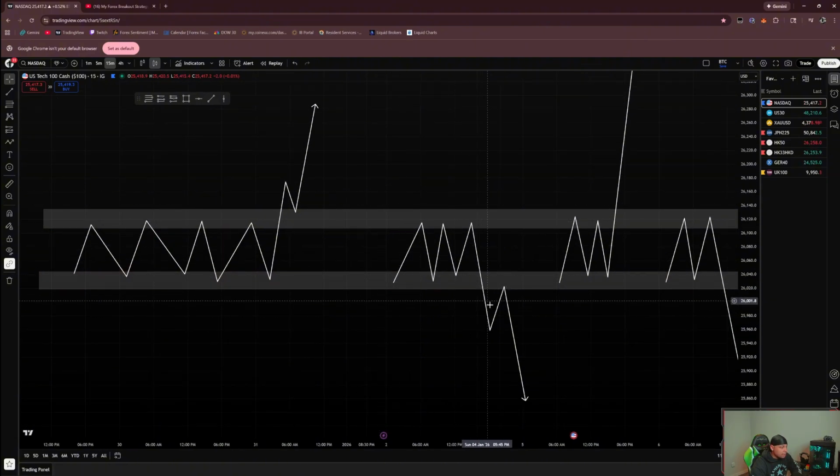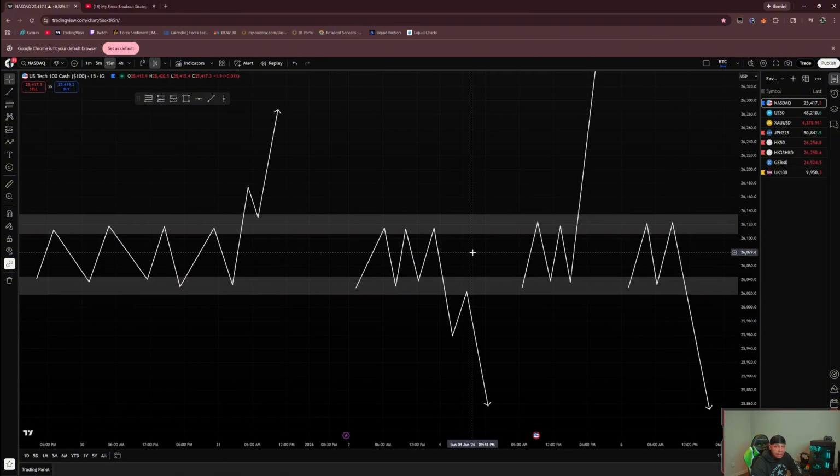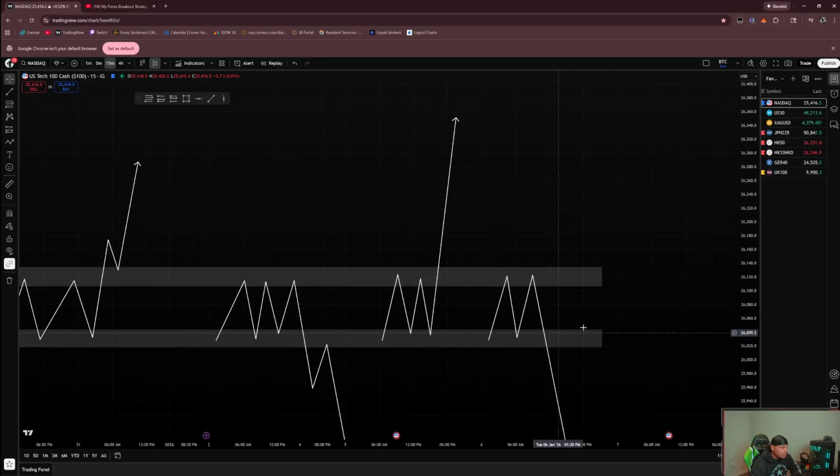Here, we have a breakout to the downside. It's pretty much the same thing, except opposite. We're getting a breakout and then touches on the support and resistance. We get a breakout of the support, a retest of the support, which is now resistance. And then once we get the rejection candle, we short and take the position to the downside.